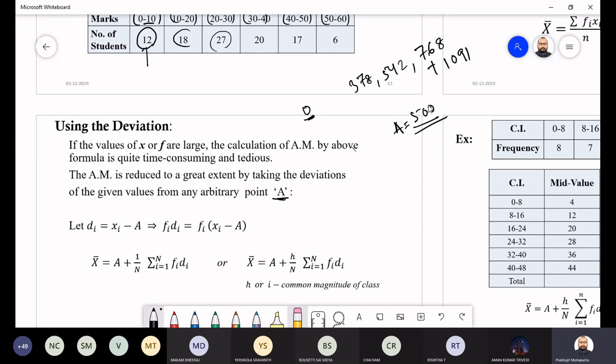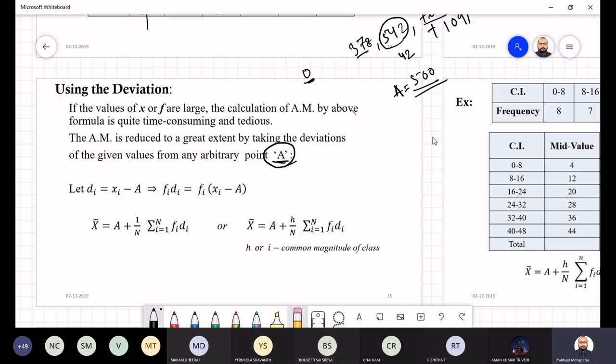Now the numbers will be, instead of 542, from 500 the difference is 42. Here it is nothing but 268. So if you take the deviation from the arbitrary point A, then instead of this big number you will have a very small number, and the calculation will be easier. But you have to take care of one thing: all your numbers will be deviated from that arbitrary position. This is called the arbitrary point. You have to consider all the things.